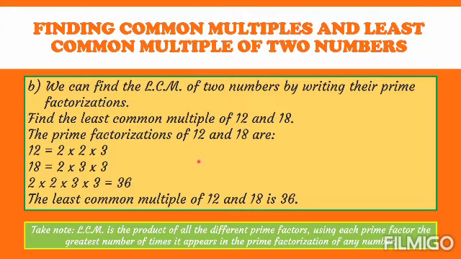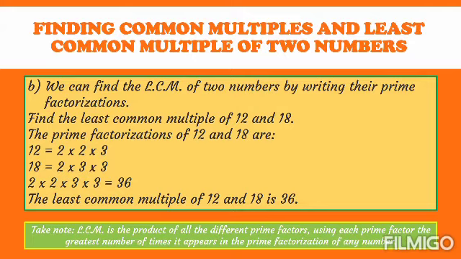So the prime factorization of 12 and 18 are: for 12, it's 2 times 2 equals 4, times 3 equals 12. For 18, 2 times 3 equals 6, times 3 equals 18. And then now we're going to get all the different factors we have here: 2 times 2 equals 4, times 3 equals 12, times 3 equals 36. So the least common multiple of 12 and 18 is 36.